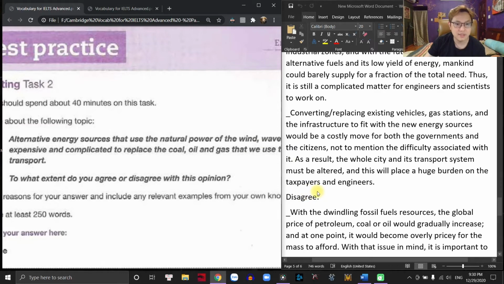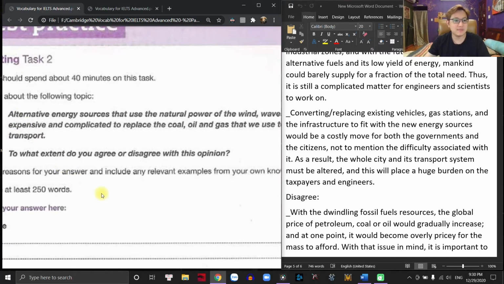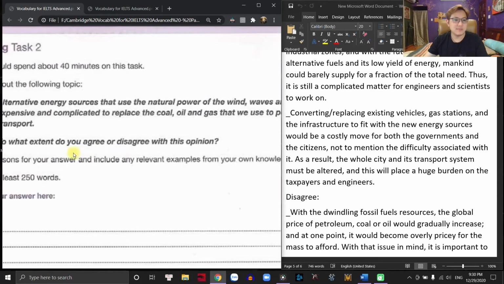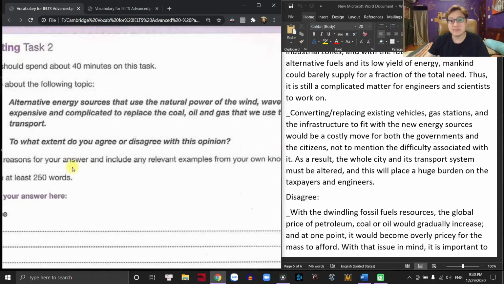And then disagree. What would happen if I disagree? So I would try to write something against this idea mentioned in the question. Khi mình không đồng tình thì mình sẽ phải làm cái gì? They ask you to disagree, right? Thì mình sẽ phải viết một cái gì đó để mà đảo ngược lại, để mà nói là mình không đồng tình với cái chuyện là nó mắc tiền và phức tạp để thay thế những gì chúng ta đang sử dụng.